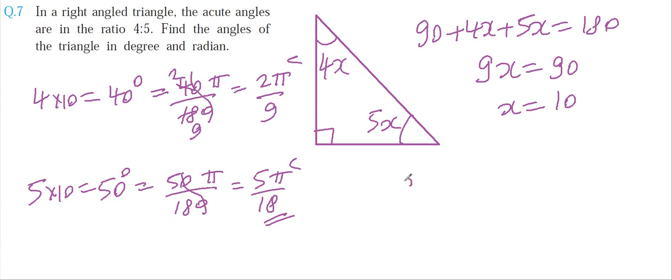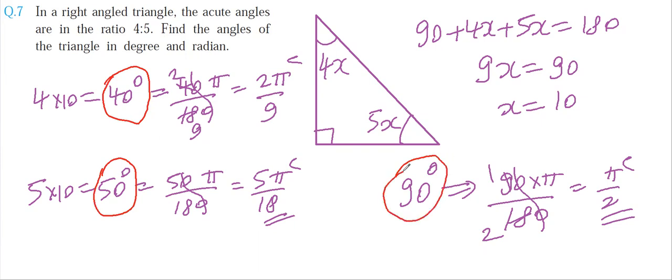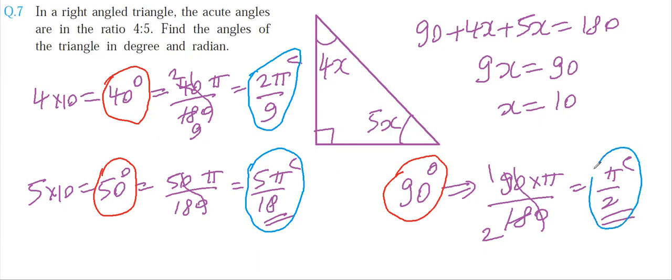Okay, the third angle is 90 degree. How to convert that into radian? 90 into pi upon 180. Zeros cancel. 9 ones are 9, 9 twos are 18. So pi by 2 radian. So the angles of the triangle in degree are 40 degree, 50 degree and 90 degree, and in radian are 2 pi by 9 radian, 5 pi by 18 radian, and pi by 2 radian. Understood?